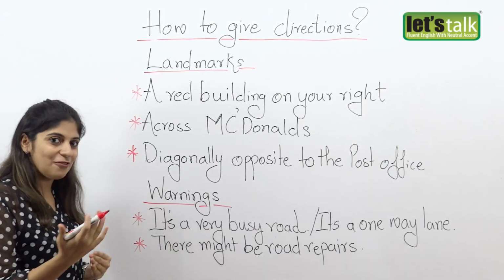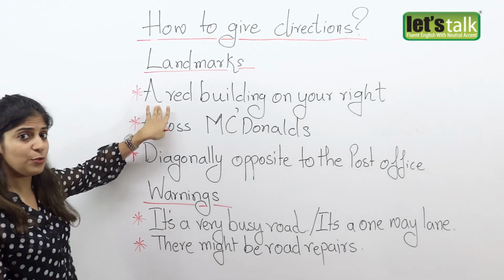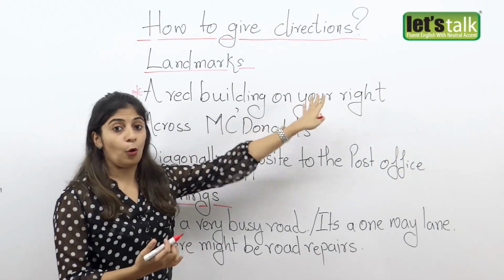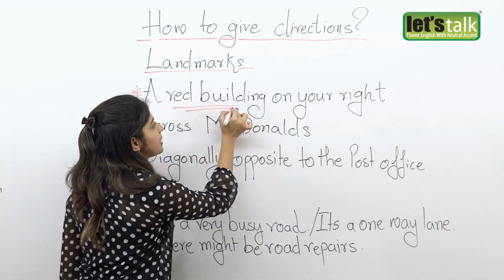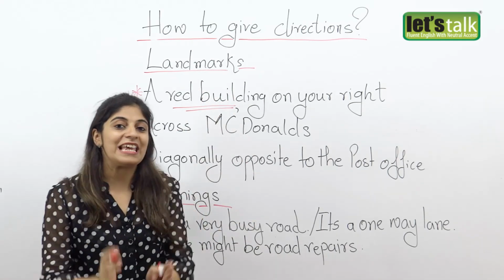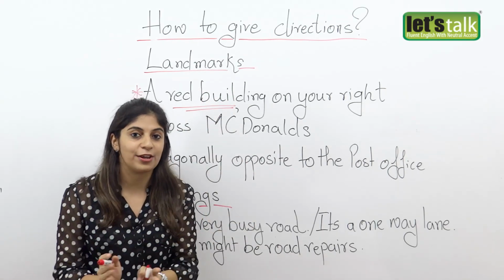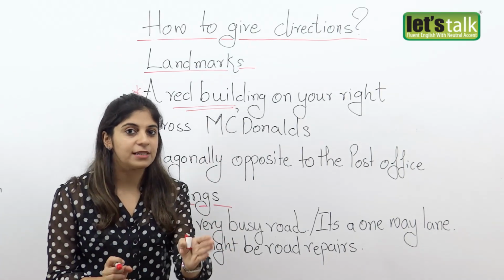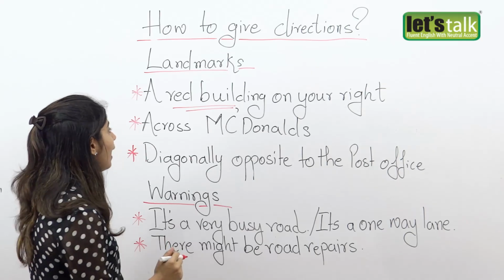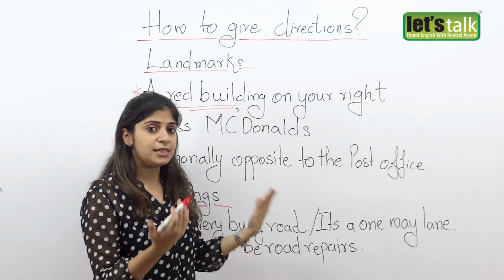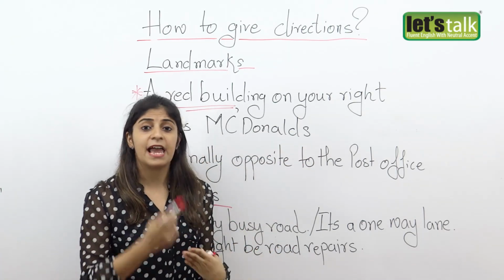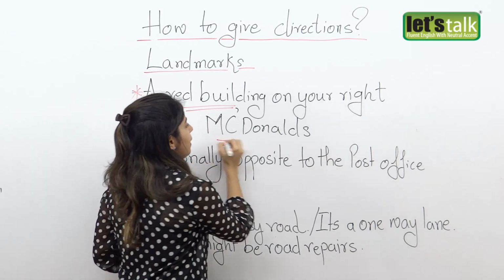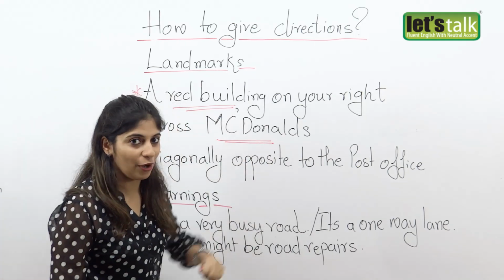So how do we give this information? You would see a red building on your right. Here, the red building would be a landmark. It would be easy for the person who's asking for directions to locate the red building. So the red building is acting as a landmark for him. Across McDonald's: everybody knows where McDonald's is, everybody can spot the McDonald's sign, isn't it? So you can say that McDonald's is the landmark.